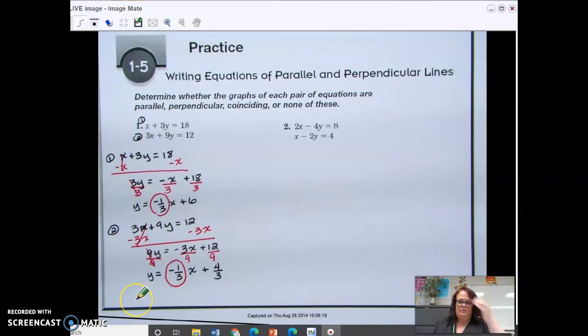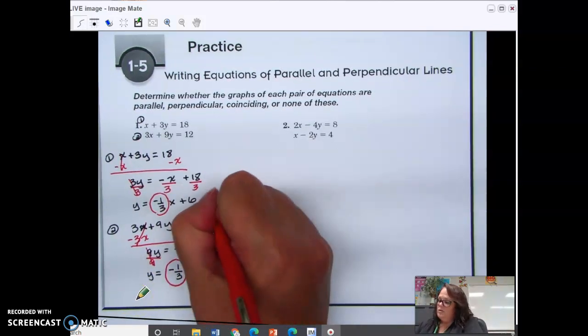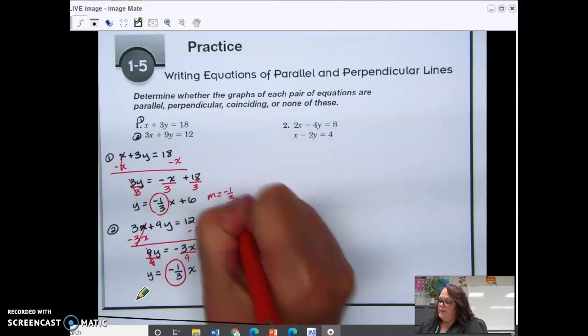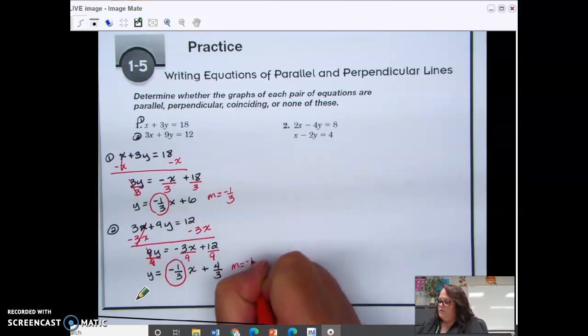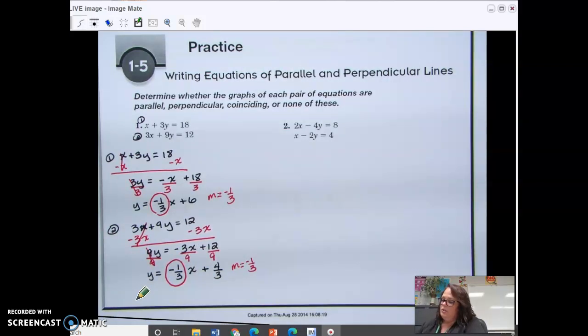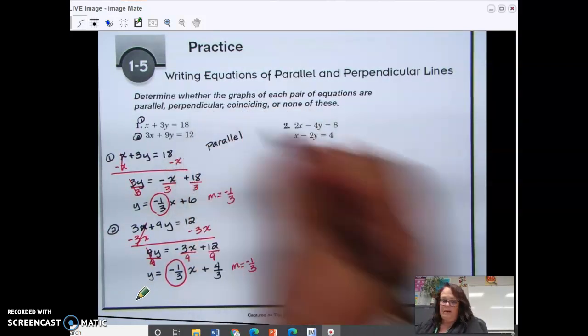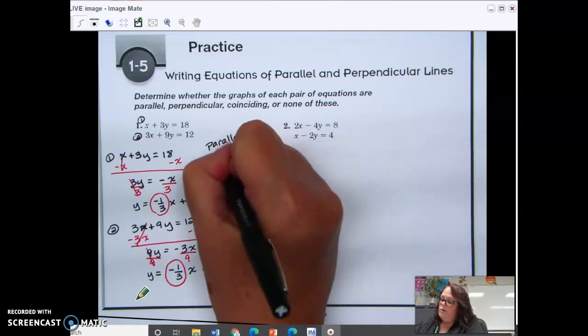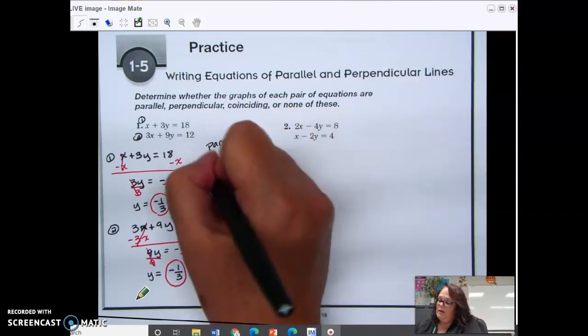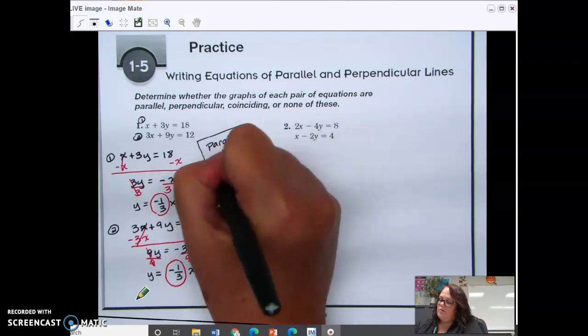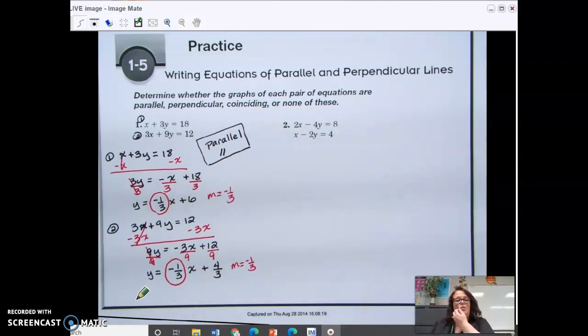Didn't realize that was kind of in your way. All right, so if we take a look, since this slope is -1/3, and over here this slope is -1/3, since the slopes are the same, we can say that the lines are parallel. So you could write the whole word, or you could use a slanted pair of parallel lines to answer that question. So take a moment to do number 2 and see what you think.